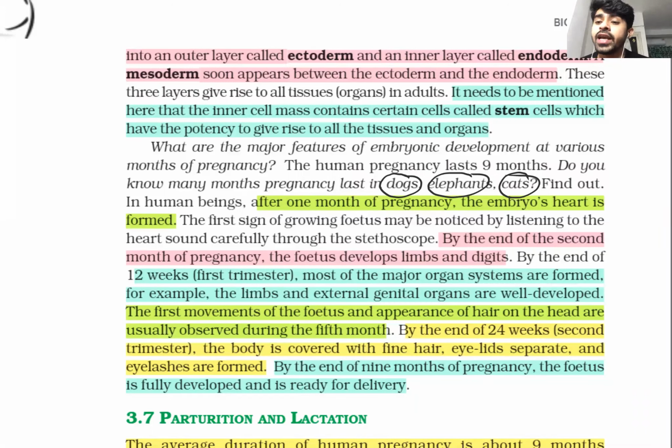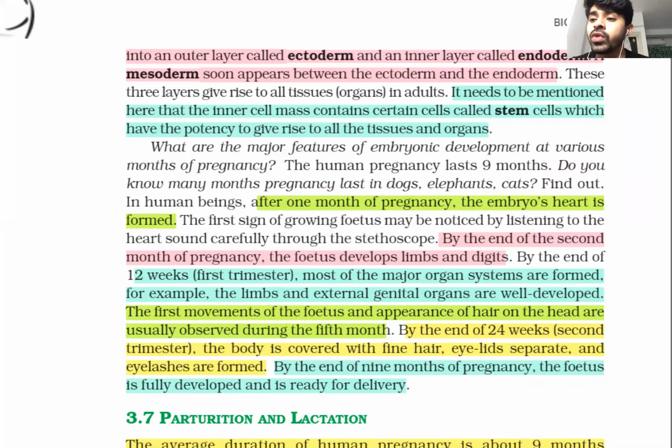The next thing you have to remember is again very important. I have already discussed that after 1 month, after the 4th week, the first organ to form is the heart. So the first sign of live pregnancy is the fetal heart sound by stethoscope, which I have already discussed in detail.